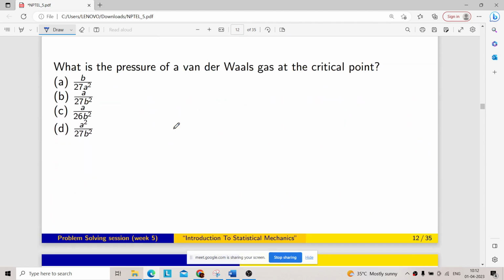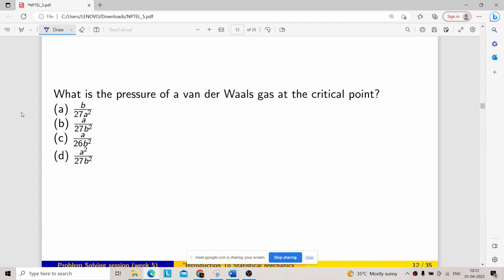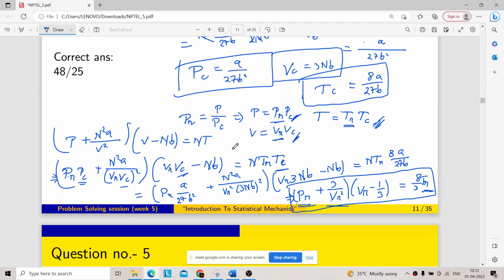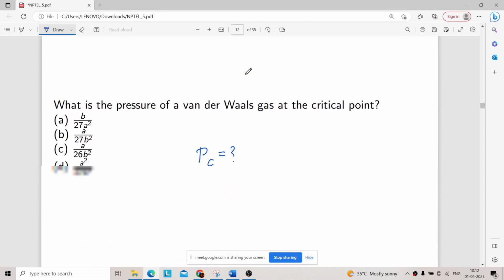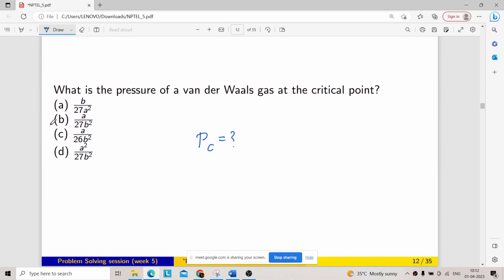Now see, I already told you those solving will be used in the next question. We are asked what is the pressure of the van der Waals gas at critical point. So we are asked PC. We derived this some time before. PC is a over 27b squared. Yes, a over 27.